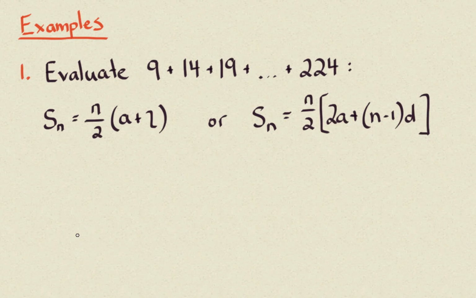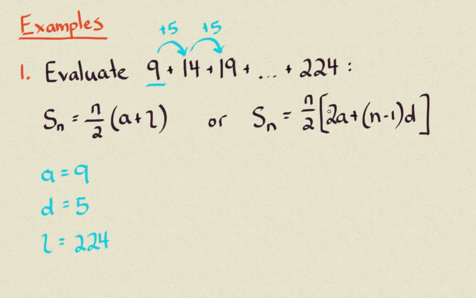Now, what do we know and what don't we know? Well, the a value, our first term, is 9. It's here. And d, our common difference, is 5. We can see we're going up by 5 each time. So that's pretty easy. Now we can also see that L, our last term, is 224. But no matter which of these formulas we go with, we need to know the value of n. And that's not readily apparent on first viewing. So what are we going to do?